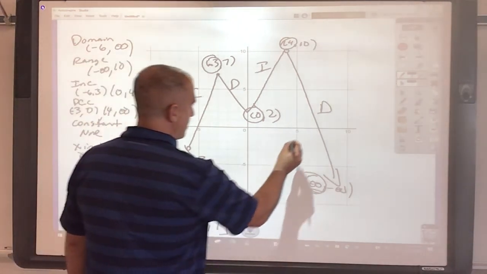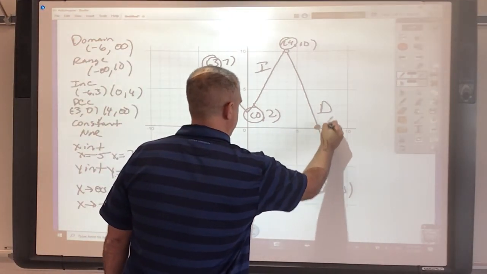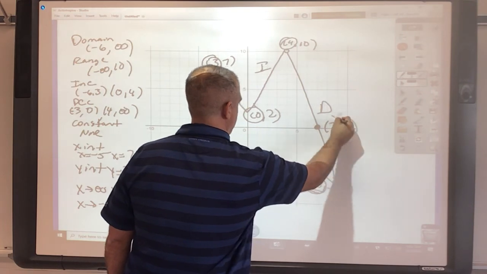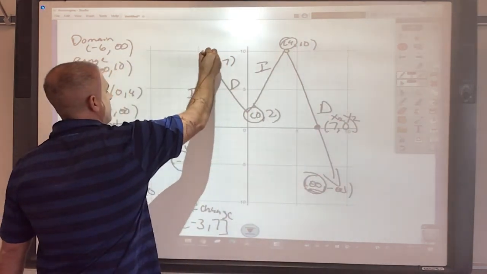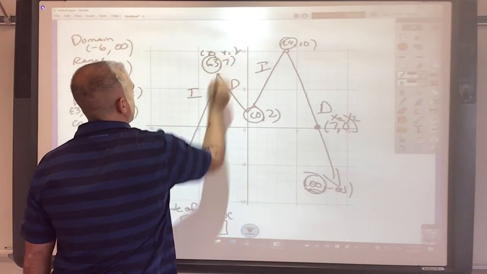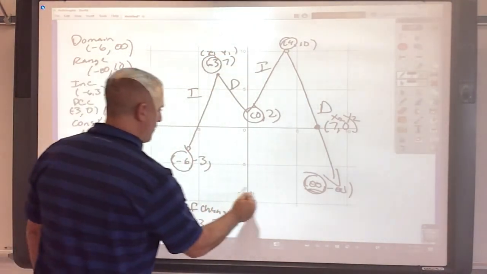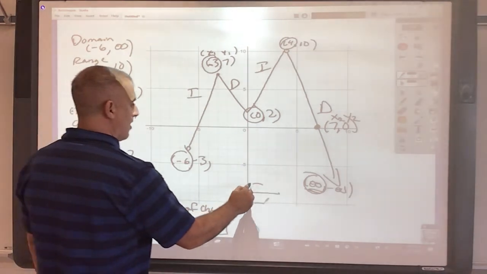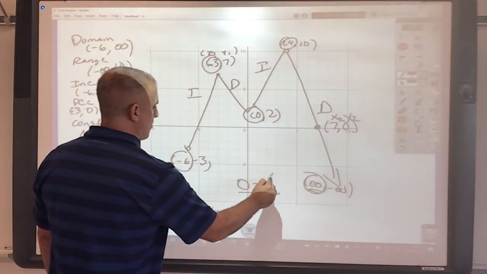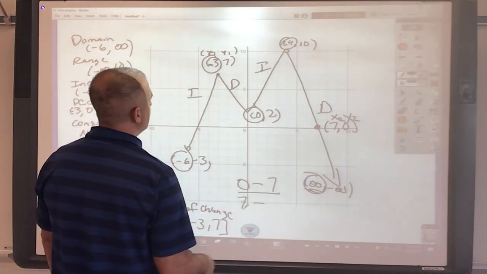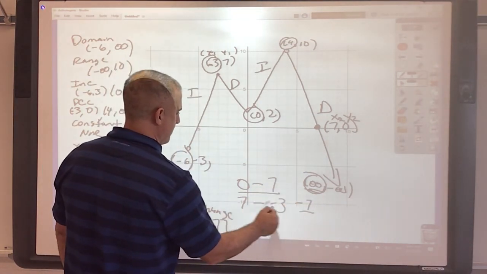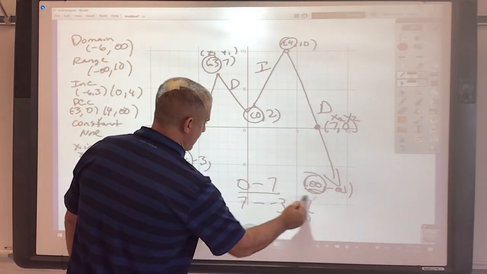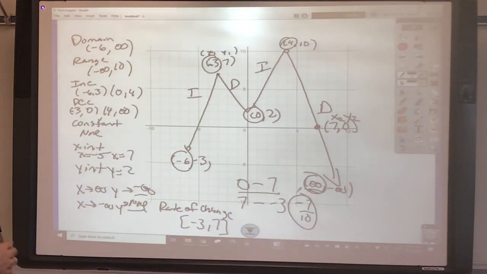Now I hope that didn't confuse you. This right here would be 7, 0. So these are x values, x, y. So we'll do this as x2, y2. This will be my x1, y1. Okay, so as I do my slope formula, y2 minus y1 over x2 minus x1. So -7 over 7 minus -3 would be 10, and that would not reduce. That rate of change would be -7/10.